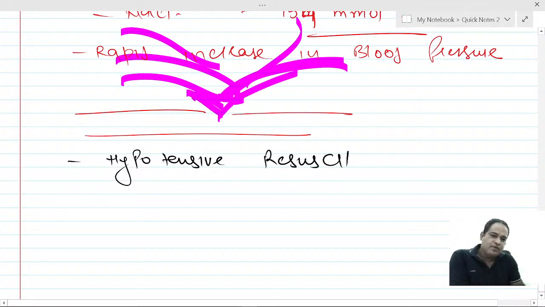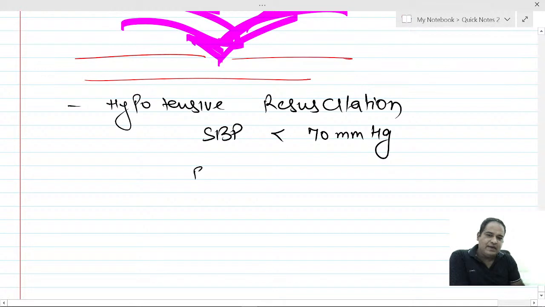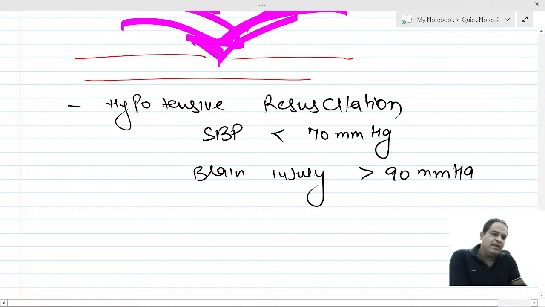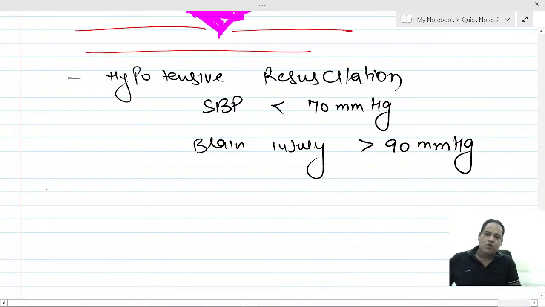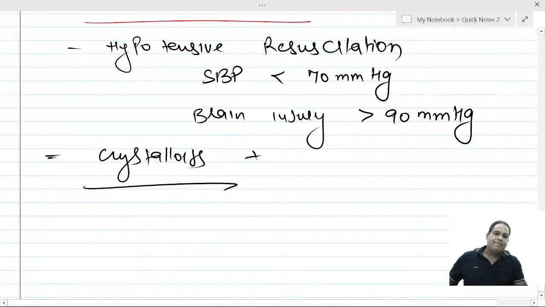That is why, according to the new concept, there is a concept of hypotensive resuscitation. That means systolic blood pressure is usually kept less than 70 millimeter of mercury in penetrating trauma. And if brain injury is suspected, it should be more than 90 millimeter of mercury.